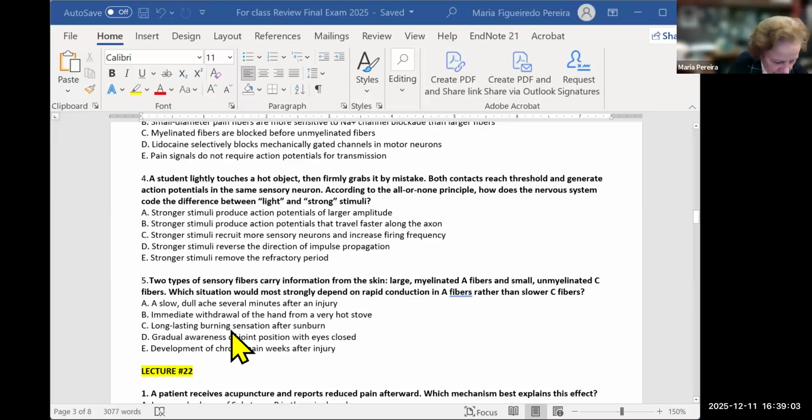Okay, let me move my page here. Two types of sensory fibers carry information from the skin: large myelinated A fibers and small unmyelinated C fibers. So A and C. Which situation would most strongly depend on rapid conduction in A fibers rather than slower C fibers?